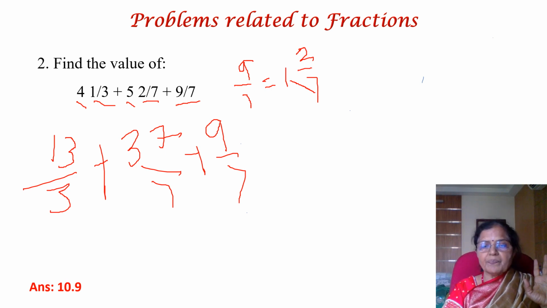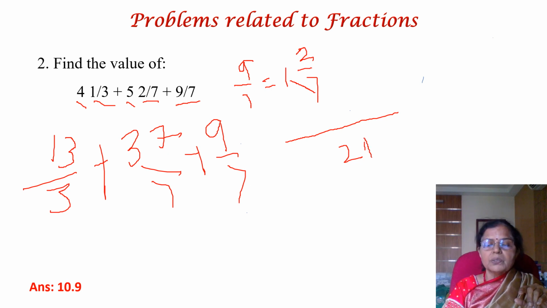Now you add. Because the denominator is different, you have to find the LCM. Because the denominator is not common. It's common for 7 and 7, but here it is 3. So you have to find the least common multiple, which is 21. 7 into 3 is 21. So 21 divided by 3 is 7. 7 into 13 is 91.